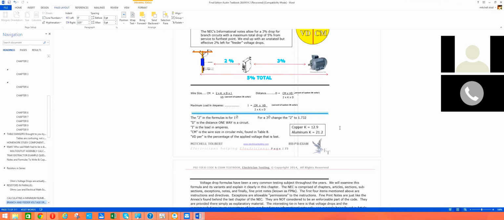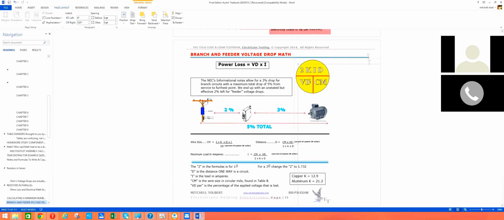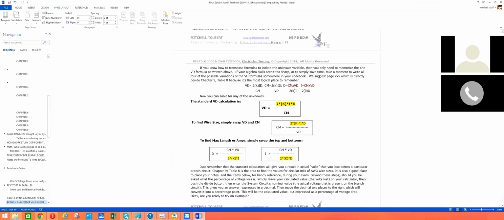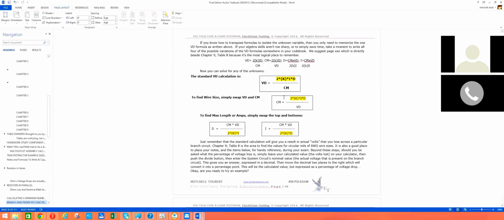All right, so you're set on all the basic stuff here. So if you can remember this, two kids on the block and the voltage drop and circuit mills on the bottom, this is going to take the place of the old school way of writing down these formulas just like you see here.